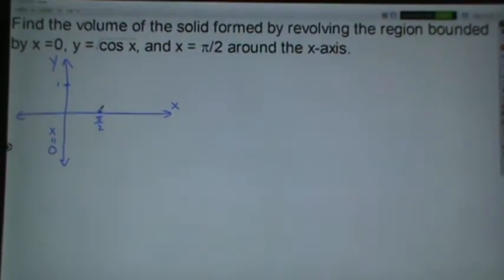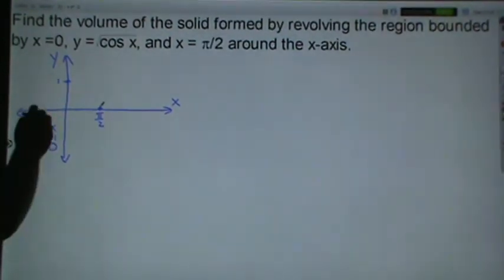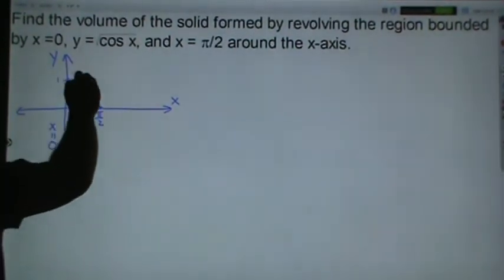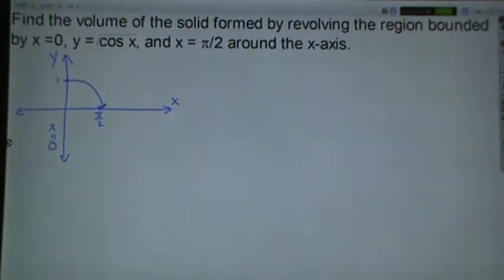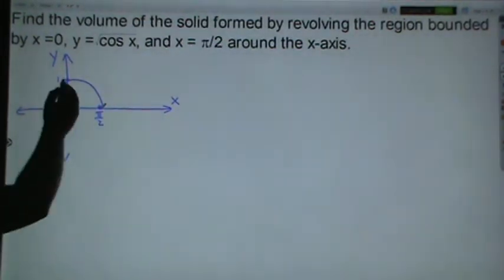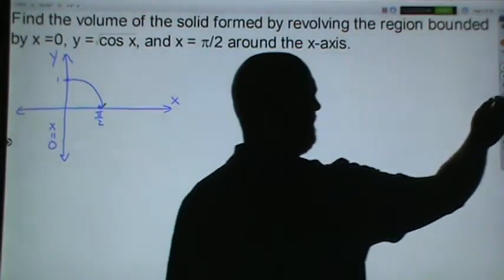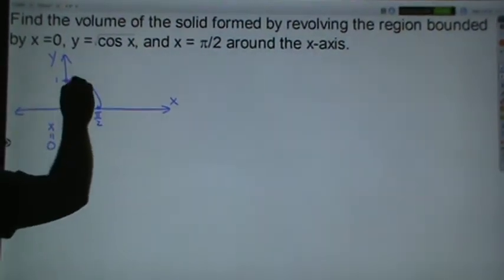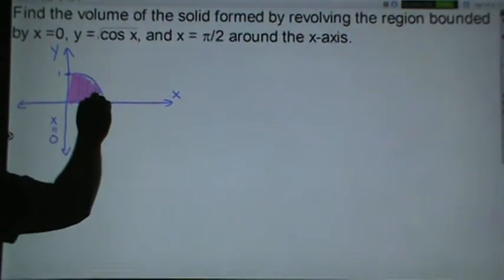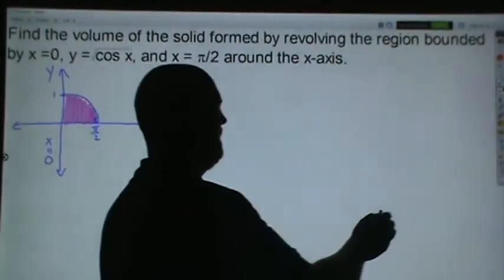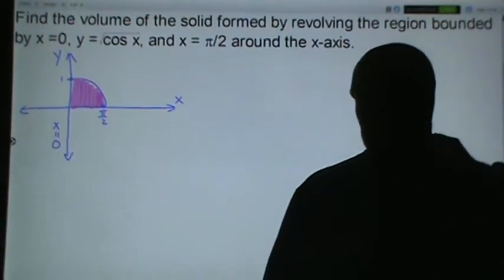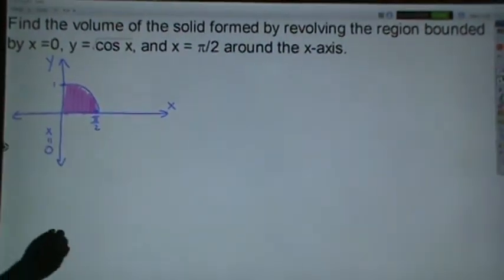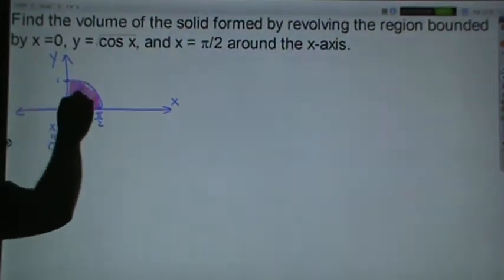So I have a feeling that I'm just going to end up with something that's still concave down, but maybe just a little bit higher than regular cosine. We're also cut off at x equals pi over 2. So really, I'm just dealing with this region right here. I could highlight it. And I'm going to take a slice that is perpendicular to the x-axis.